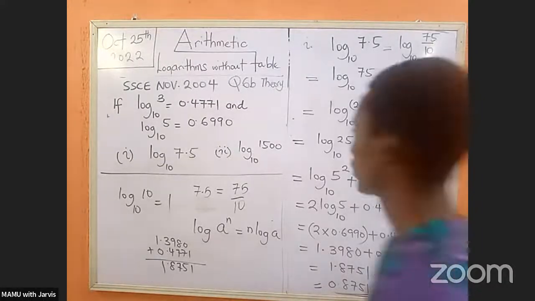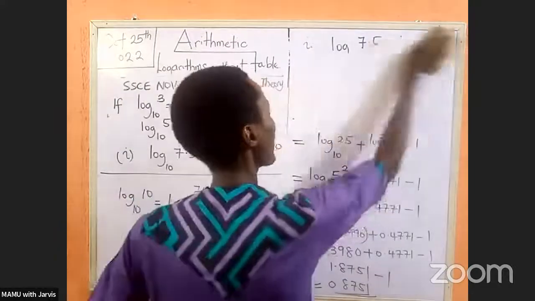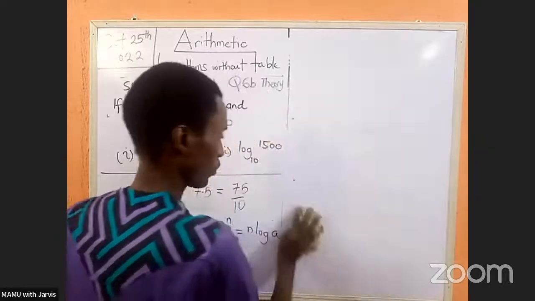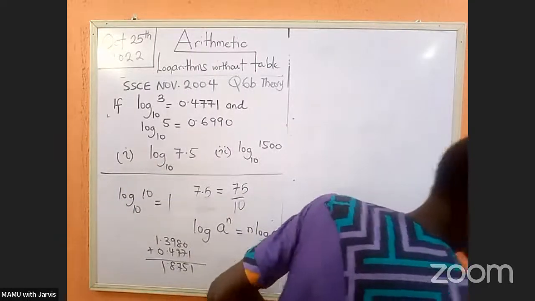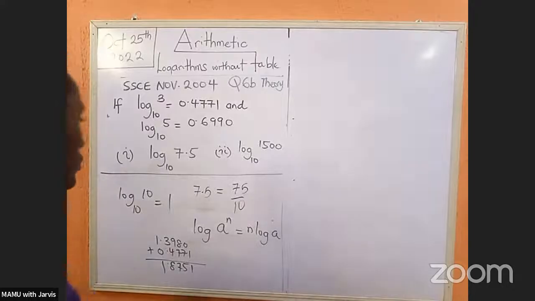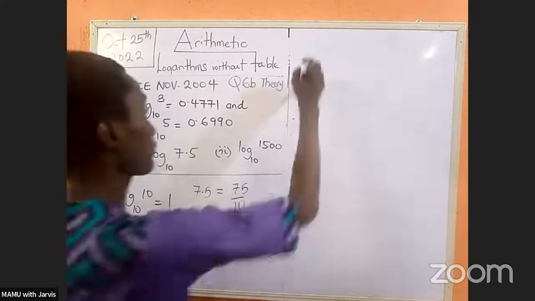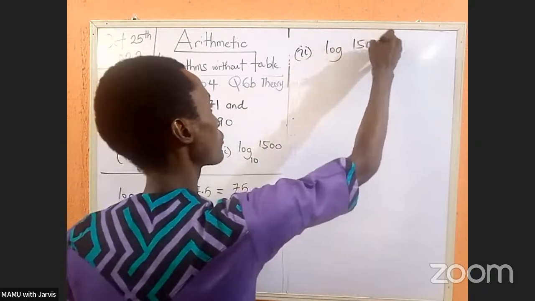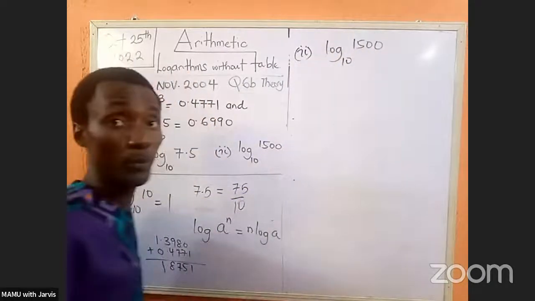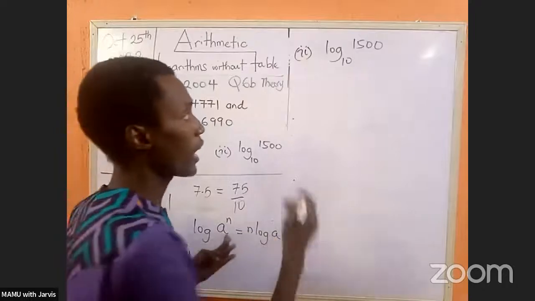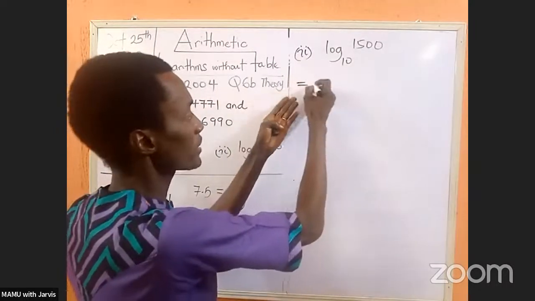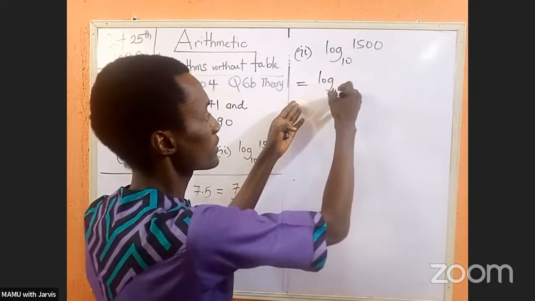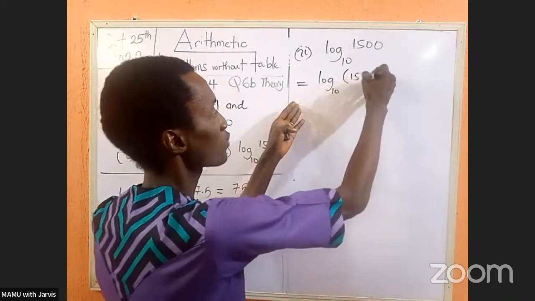All right, so let's take on the next one, which will be our final for the night. Okay, so we'll try to pick on this one, Roman figure 2, and that is log 1,500 base 10. The same approach. Now, look at this. This will be the same thing as saying log to base 10, 15 times 100.